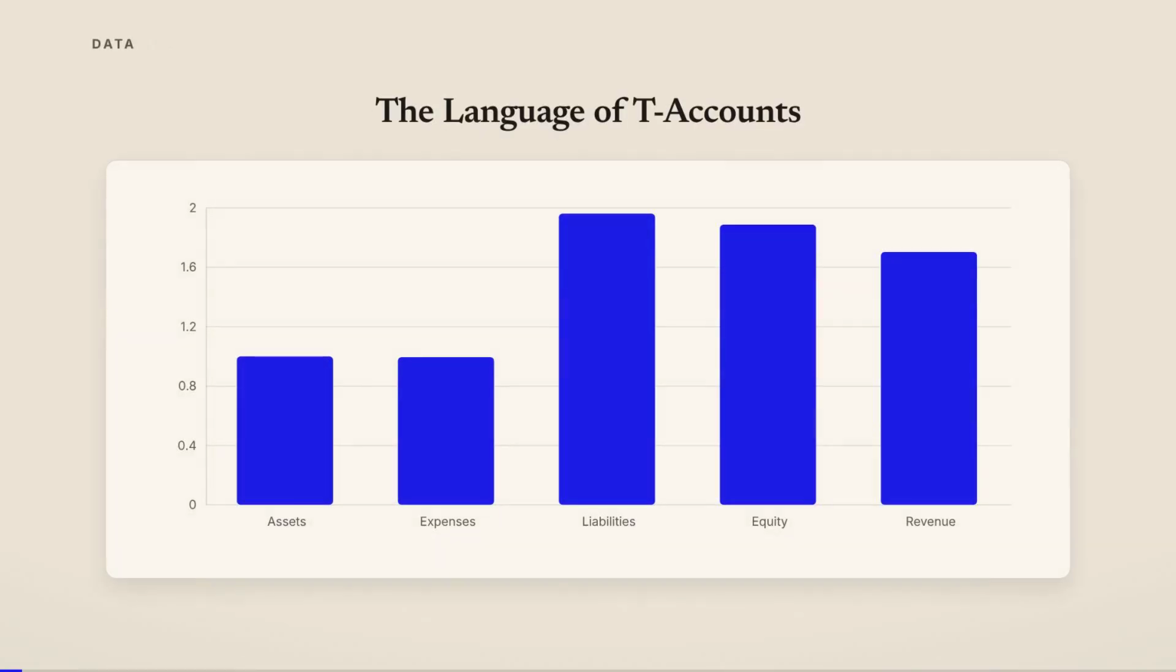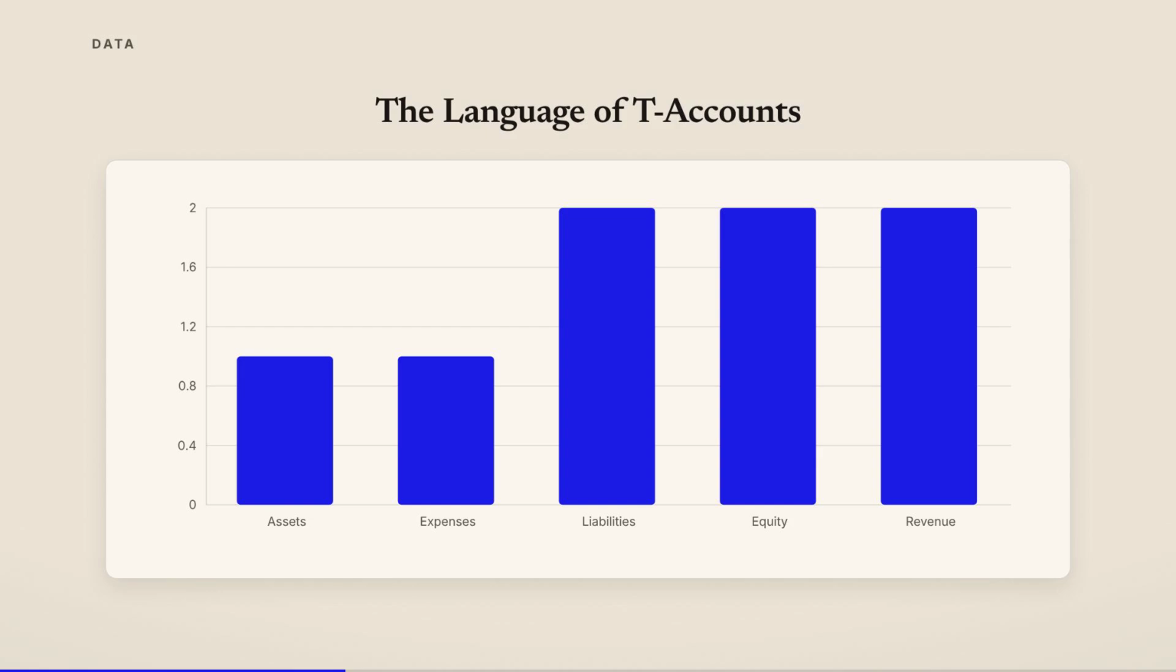Double entry bookkeeping becomes practical through T accounts. A T account is simply a visual record with a left side and a right side. The left side is the debit side. The right side is the credit side. Debit and credit do not mean good and bad, or money in and money out. Their meaning depends on the account.